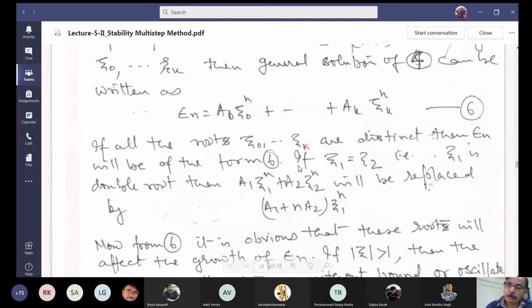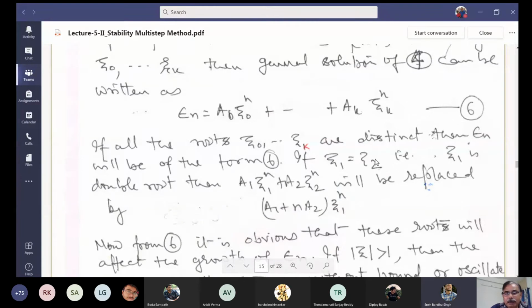But if it has a multiple root, then at that point it will create trouble because the coefficient will blow up. So ultimately, it will be stable if the roots are inside the unit circle, and if a root is on the unit circle, it has to be simple. That's the reason the root condition is defined. Did you get why that is defined?